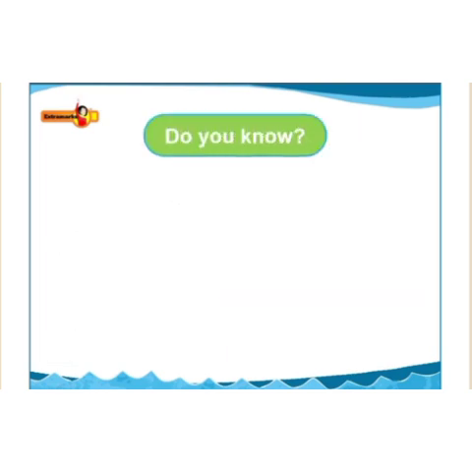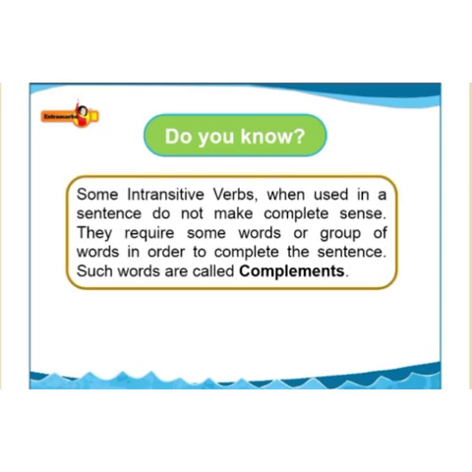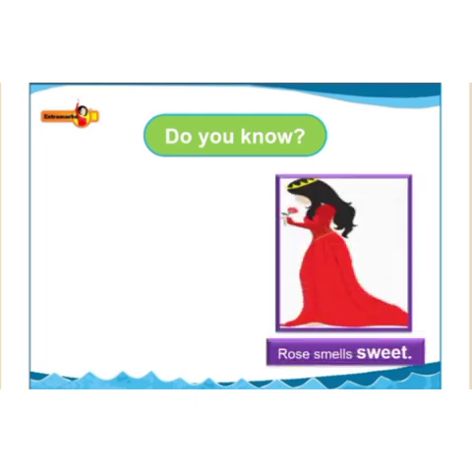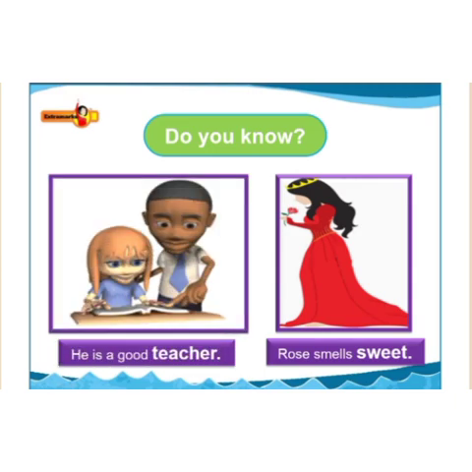Do you know, some intransitive verbs, when used in a sentence, do not make complete sense. They require some words or group of words in order to complete the sentence. Such words are called complements. Complements are the words which complete the predicate. For example, Rose smells sweet. He is a good teacher. Here the words sweet and teacher are complements as they complete the sentence.